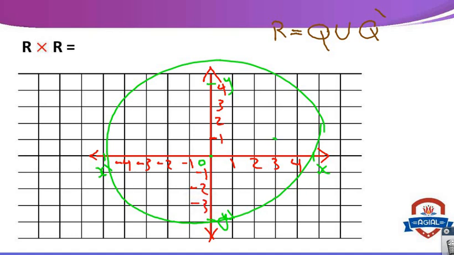This point represents 3 and 1, an ordered pair of the Cartesian product R × R. This point represents negative 2 and 1, an ordered pair of the Cartesian product R × R. This point represents 2x and negative 3y, an ordered pair of the Cartesian product R × R. Do you understand the Cartesian product between two infinite sets such as N × N, Z × Z, or R × R? Okay?